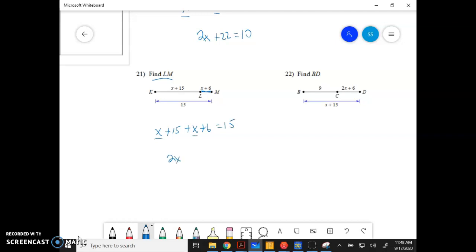Combine like terms, I get 2x. Combine these, I get 21 is equal to 15. And now I want to subtract 21 on both sides, and I'm left with 2x is equal to -6. Divide by 2, divide by 2, I get x is equal to -6 divided by 2, which is -3. So if I plug that in, x is equal to -3, that's -3 plus 6, which is equal to 3. So LM is equal to 3.